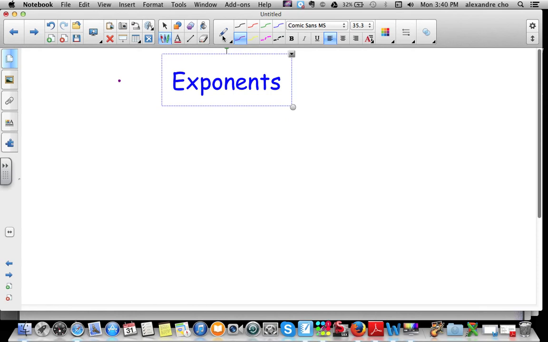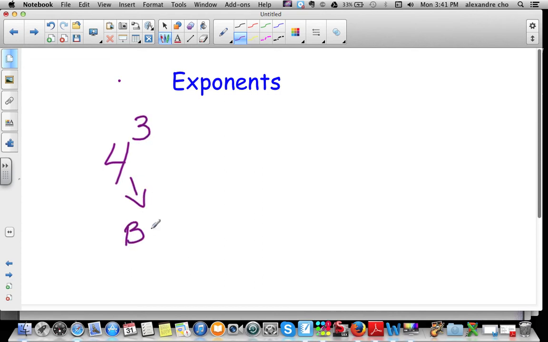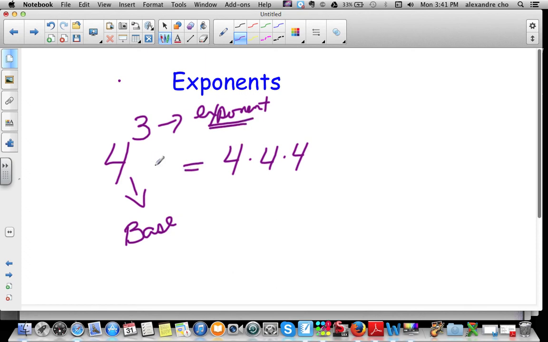Exponents. Okay, what's an exponent? Exponent, it's a short way of expressing repeated multiplication. So let's take a number here: 4, and 4 is called your base, and 3 is your exponent. Okay, another way of writing this is 4 times 4 times 4. So your exponent tells you how many times the base number is being multiplied by itself.